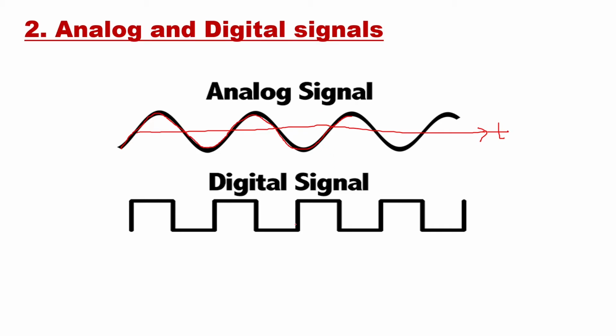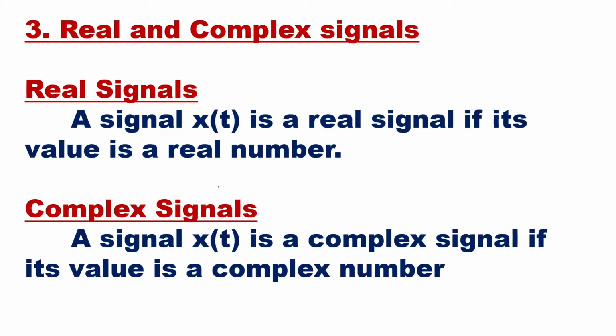Similarly, when you go to see a digital signal here, in a digital signal, both amplitude and time are taken at discrete values. Okay, so this is called a digital signal. So this is the difference between analog and digital signals. Then we'll go to see what are real and complex signals.